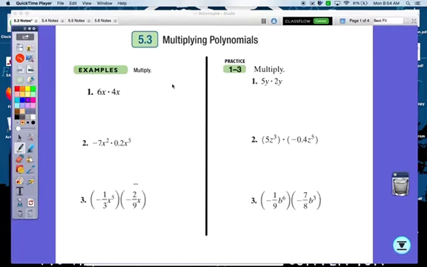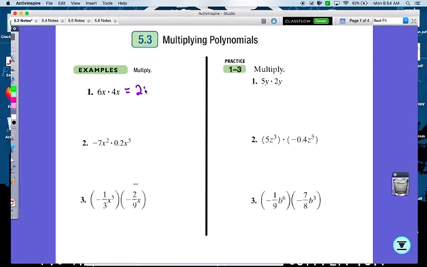Alright, section 5.3, multiplying polynomials. So this first slide here, we've actually done a lot of this in section 5.1. To multiply polynomials, we want to multiply the coefficient parts together, and we want to multiply the variable parts together. So on number 1 here, we have 6 times 4, which is 24. And then x times x, well, another way of writing x times x is writing it as x squared, because that is what x squared means.